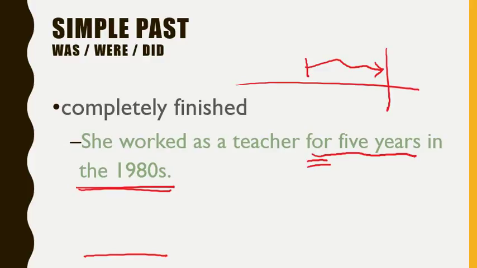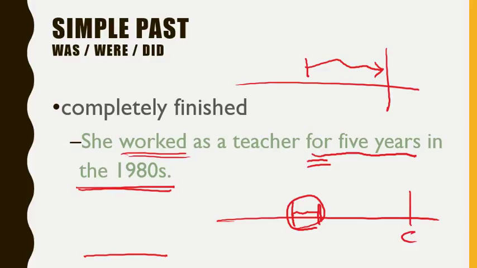So if it happened in the 1980s, this is on the timeline. Here we are at point C. The event began in the past, and it went on for 5 years, but it also ended in the past. So this whole period of time we would consider as one specific time period. So it is an action that is completely finished, and so this sentence requires a past tense: she worked as a teacher.